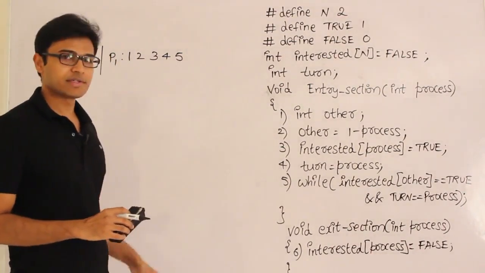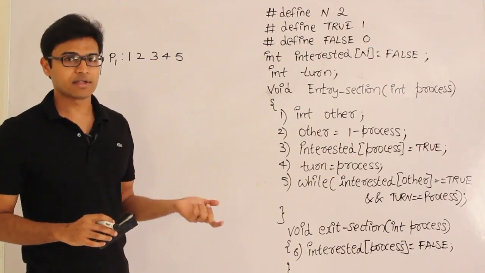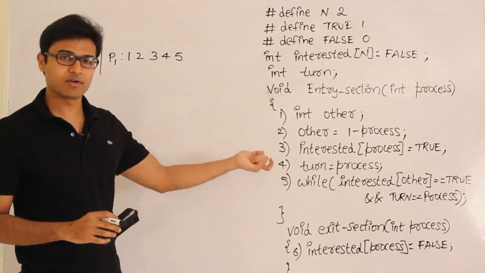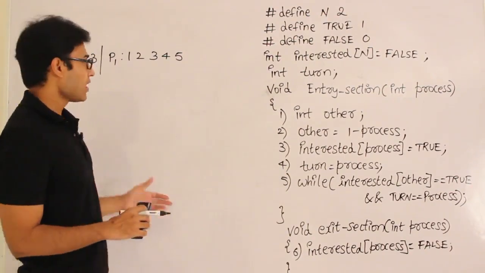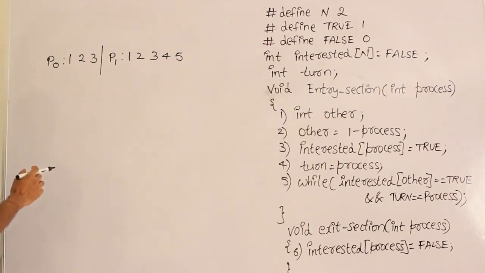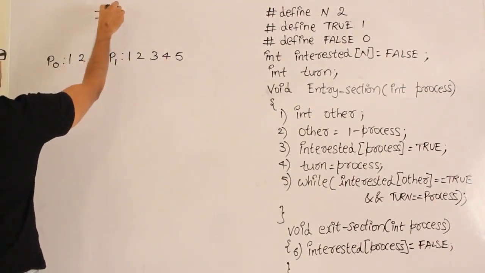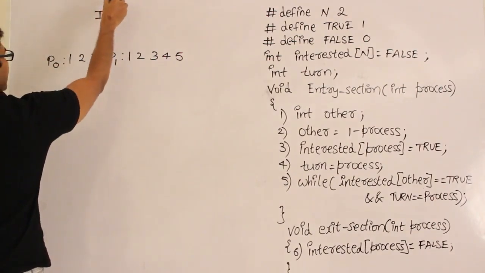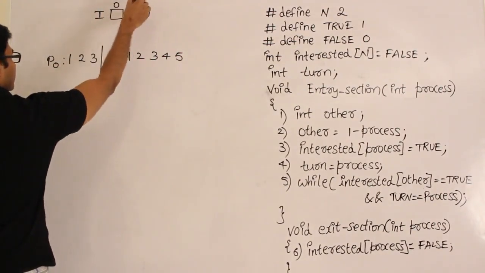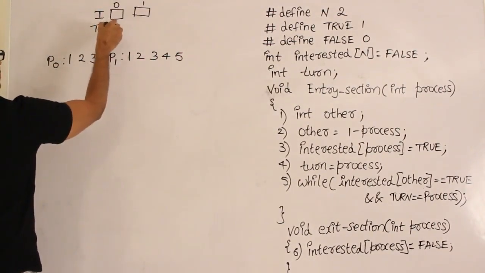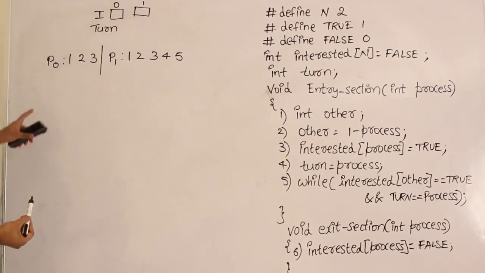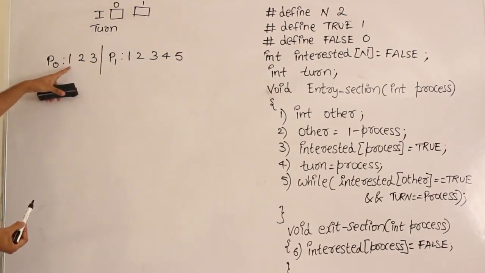Out of these two processes, which one will really win the race and take over this critical section first? I just wanted to know that. So for that, let me analyze it. Initially there is interested of 0 and interested of 1, and then there is the turn variable. Okay, now P0 is executing 1, 2 and 3.